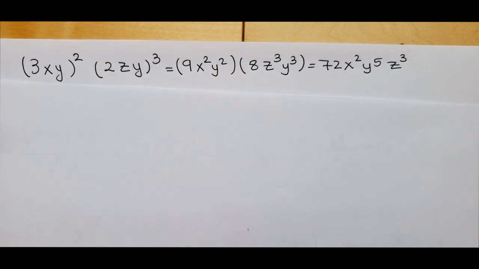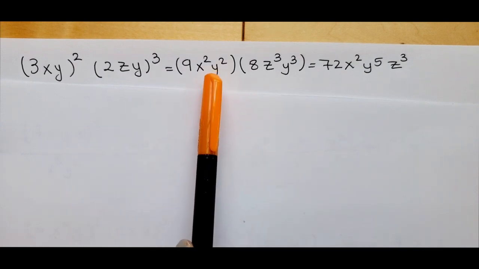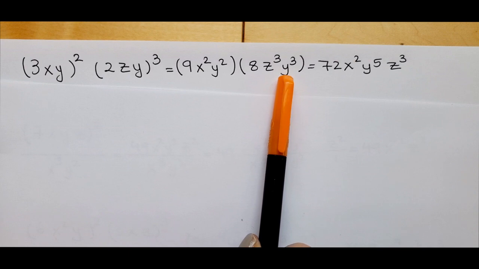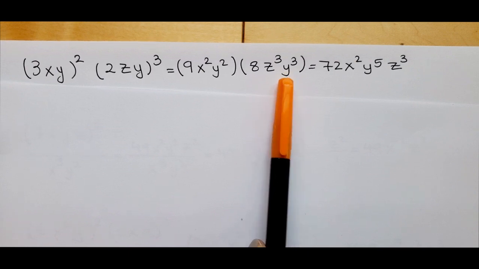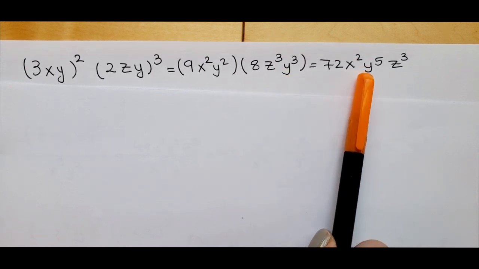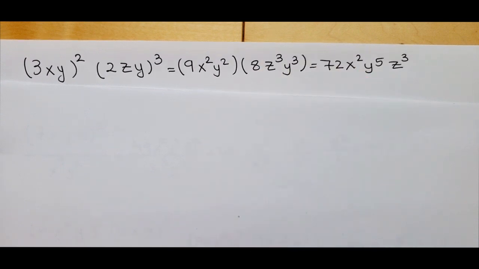Now I have two parentheses. The constants are multiplied by one another, which is 72. Then I have 3 different variables: x squared, and y squared from here, y cubed from here. So that means for the y, the exponents would be added, y to the power 5, and then z cubed.